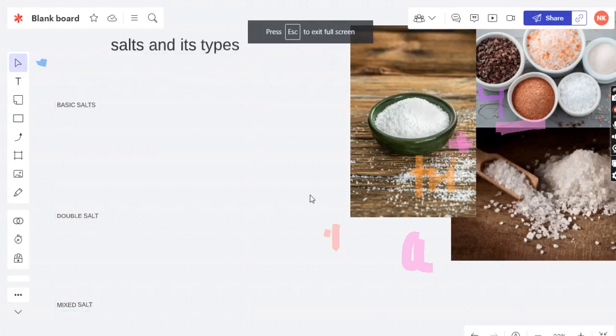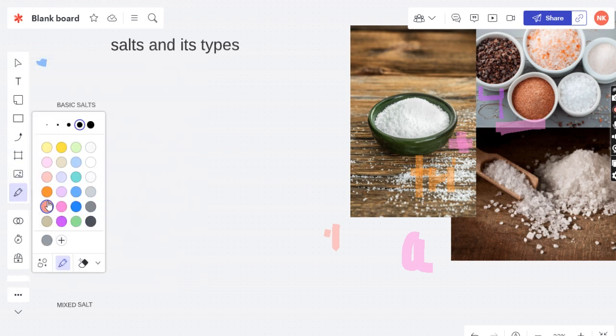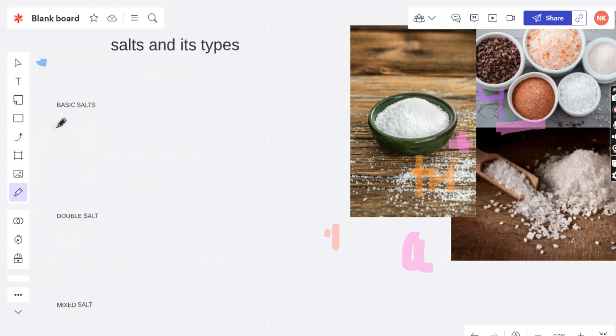Okay, so now we're going to discuss basic salts, double salts, mixed salts, and complex salts. Later on, we'll be discussing that. Now, talking about the basic salt, it means the OH ion does not get dissociated completely.